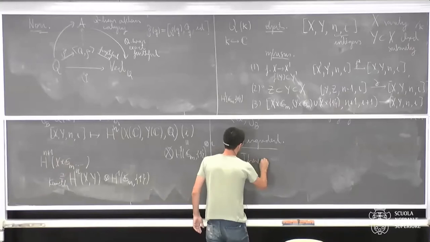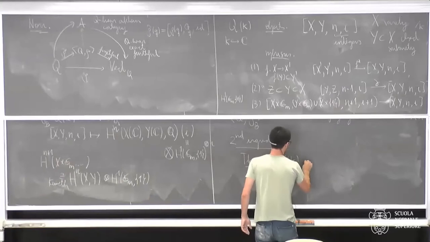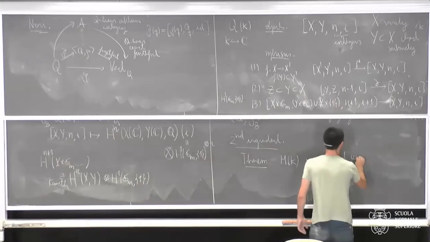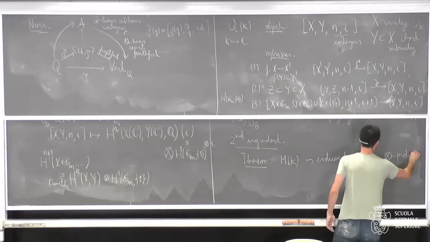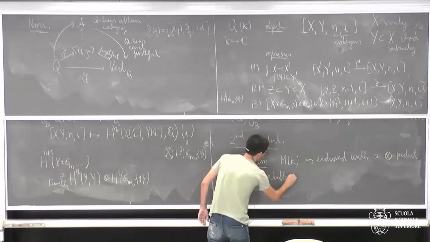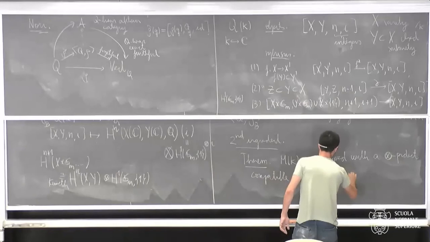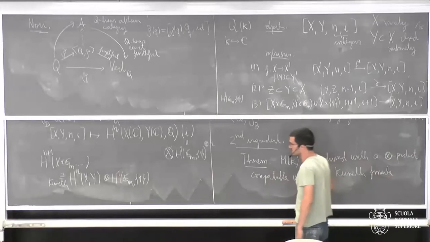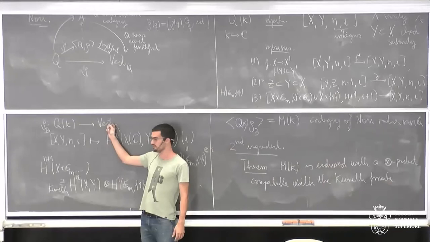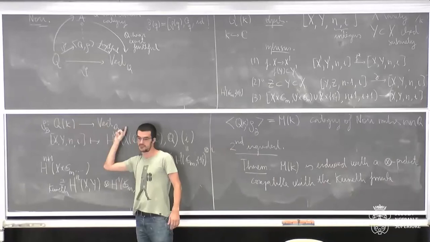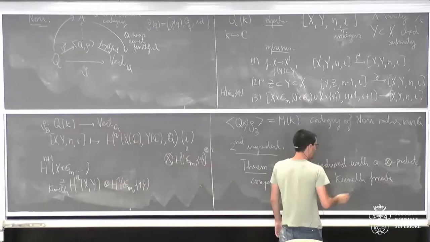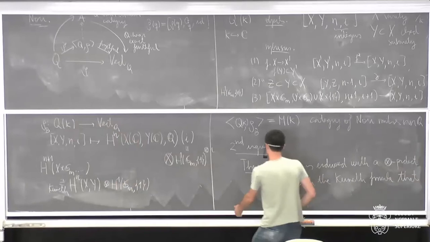Theorem: M_K is endowed with a tensor product compatible with the Künneth formula. Another way to say the same thing is that here you have a tensor product of vector spaces, and once you have the tensor product on the category, this will become a tensor functor. That turns it into a Tannakian category.